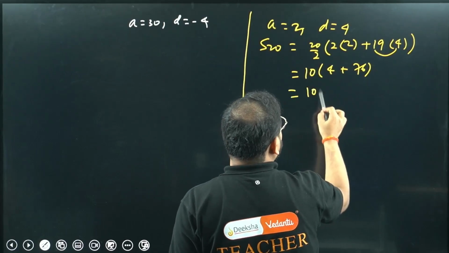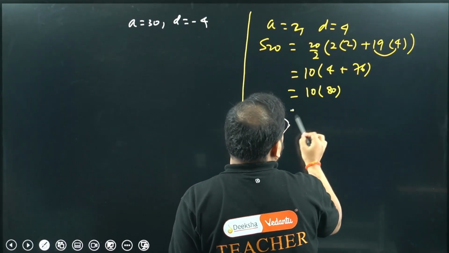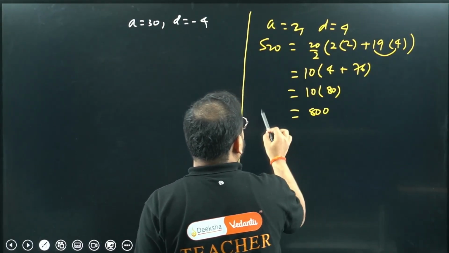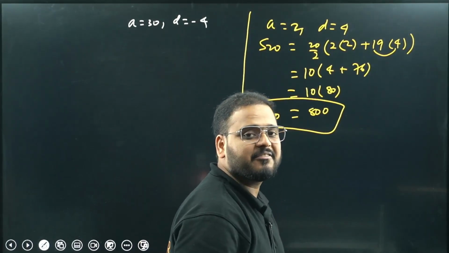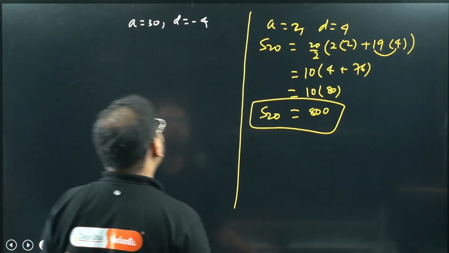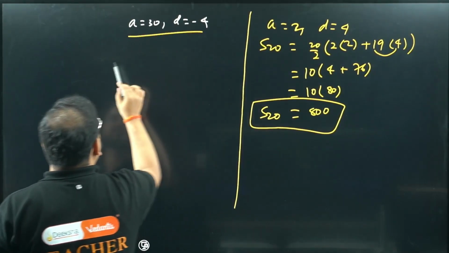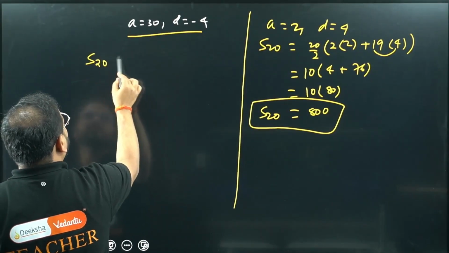Please check. 10 times 80, so 800. This is the sum of first 20 terms when the common difference is 4 and the first term is 2. What about this, sir? Please check. Again, S20 will be what?